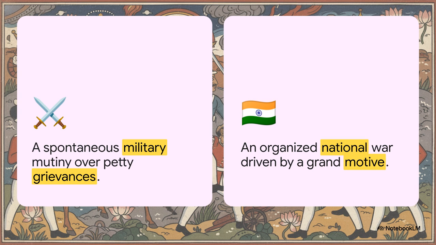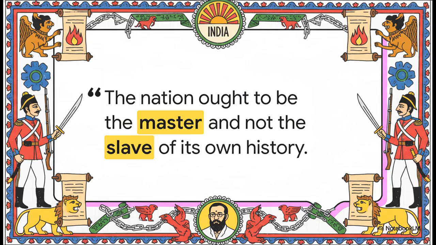But a war of independence, that is defined by an all-moving principle, a grand, unifying motive that inspires massive numbers of people to literally shed their own blood. Savarkar actually wrote this history specifically to familiarize his people with these larger concepts. As he famously put it, the nation ought to be the master and not the slave of its own history. He risked his own freedom to provide this blueprint for future liberation. By redefining the conflict, he wasn't just writing history, he was actively trying to awaken a dormant political consciousness and turn the past into a powerful tool for freedom.